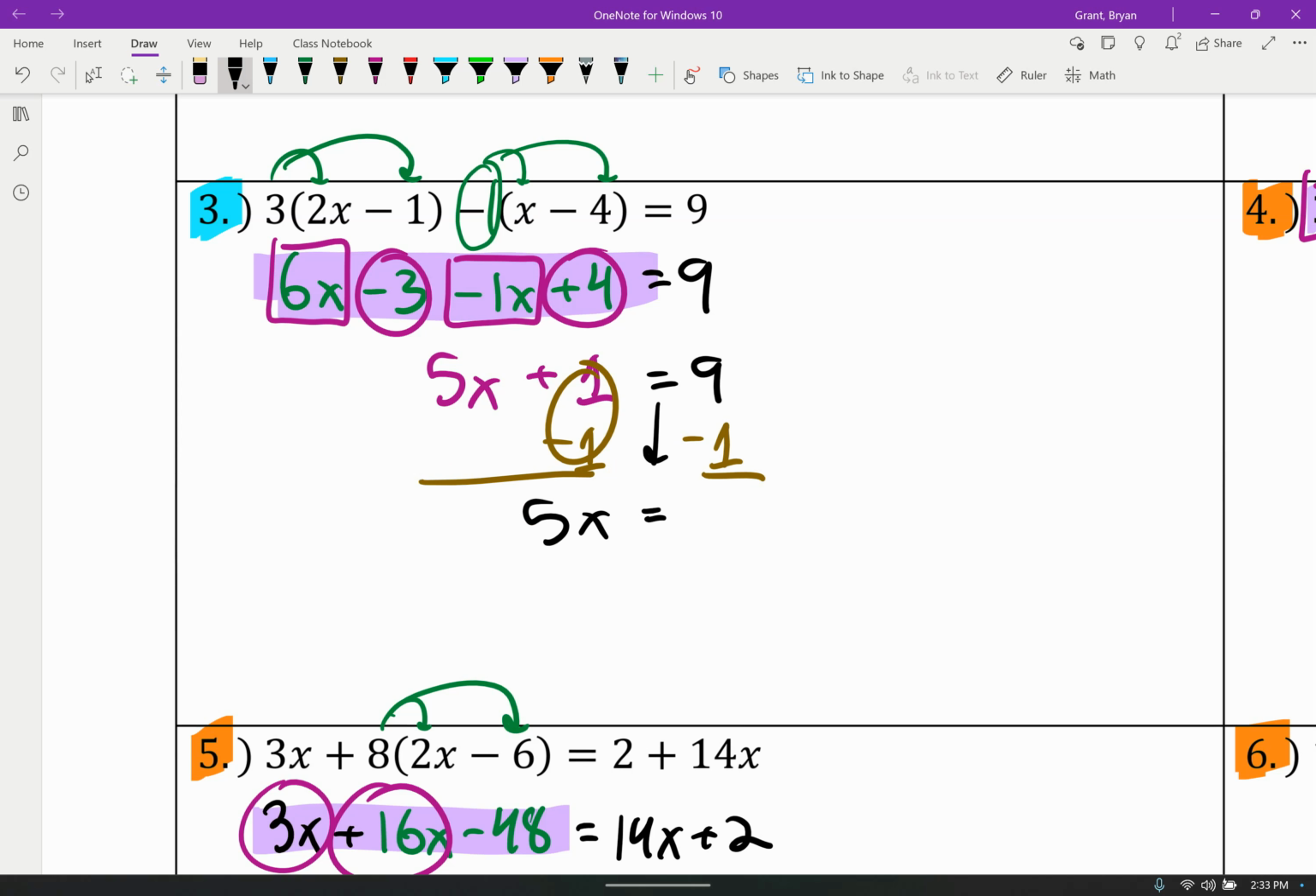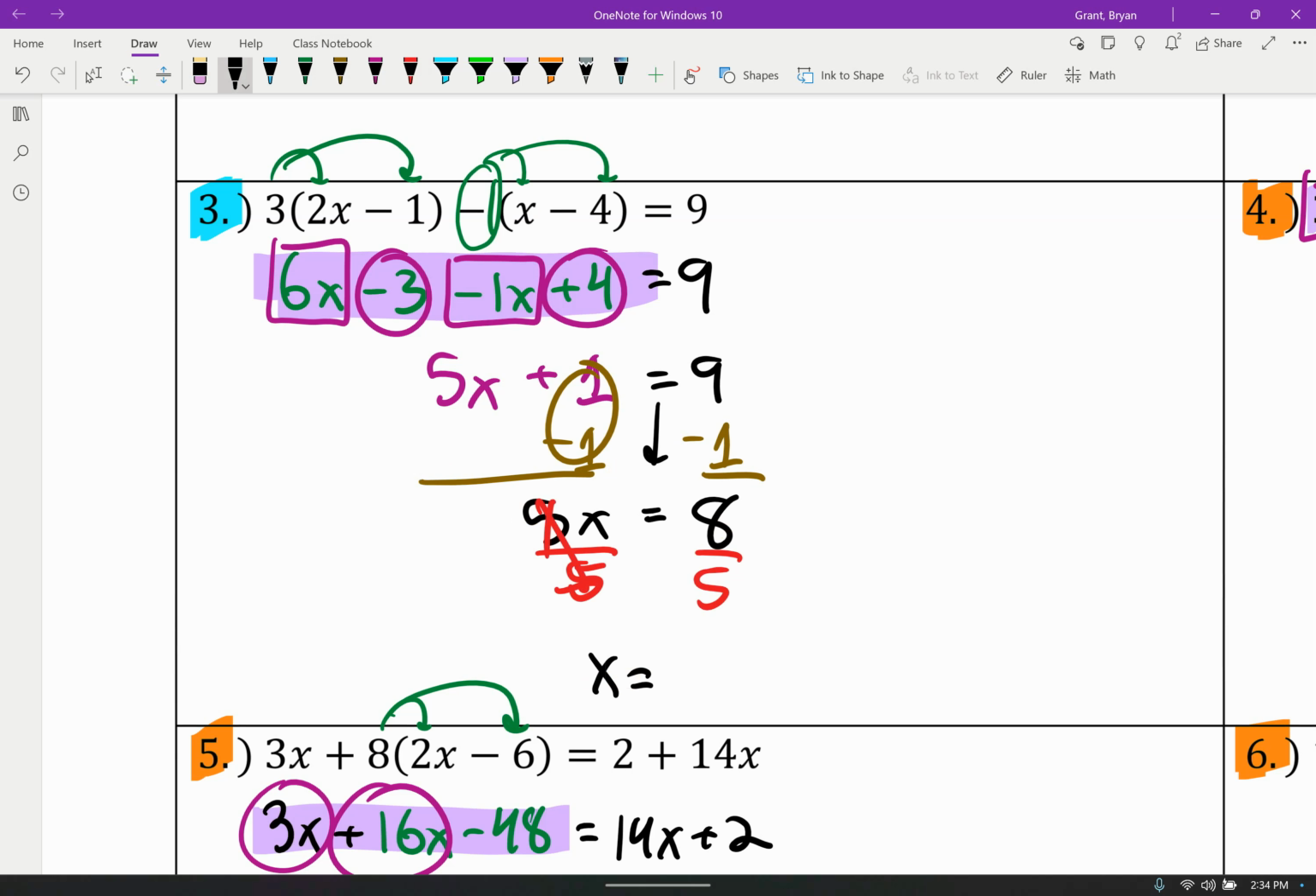5x equals 9 minus 1 is 8. And then to finish this off, we might need our calculator here. We're going to divide both sides by the 5. Now the reason I knew I might have made a mistake is I tried to make most of your answers come out to be pretty nice integer answers. I think this one will be a fraction.